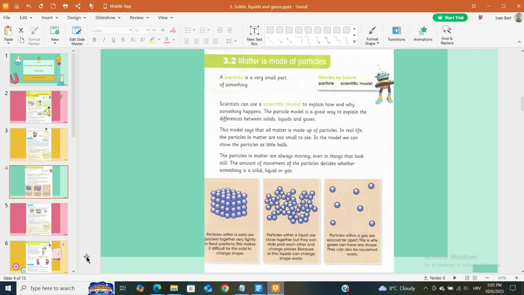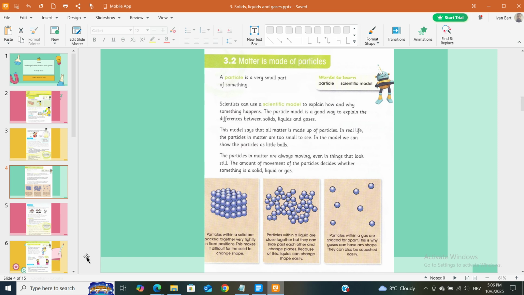Particles within a solid are packed together very tightly in fixed positions. This makes it difficult for the solid to change shape. Particles within a liquid are close together, but they can slide past each other and change places. Because of this, liquids can change shape easily. Particles within a gas are spaced far apart. This is why gases can have any shape. They can also be squashed easily.